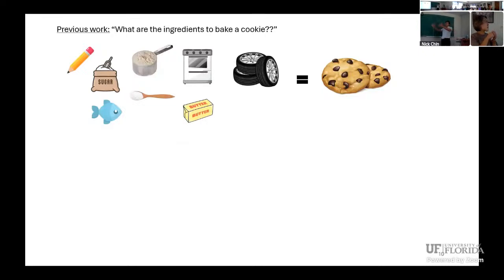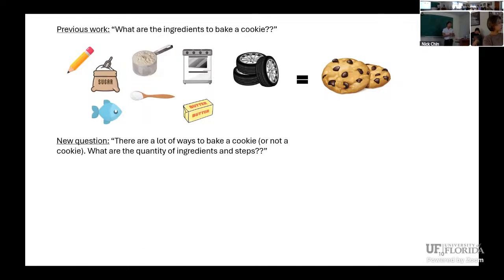Okay, so in some of our previous work, what we tried to do was identify what ingredients you need to bake a cookie, right? And we found that tires and clip art fish and pencils really weren't that important. And things like butter, sugar, teaspoon, flour were more important. I forgot eggs, they're expensive.